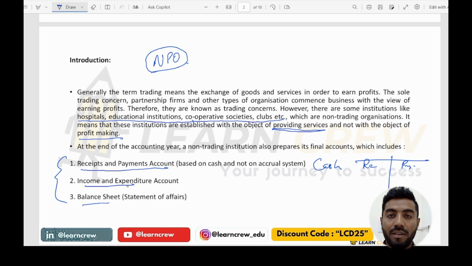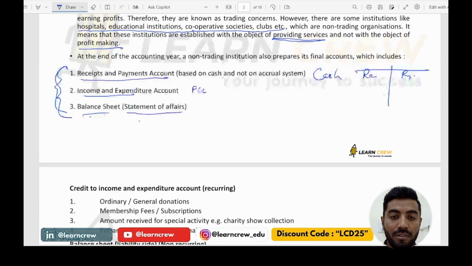Then coming to the income and expenditure account. Income and expenditure account is nothing but similar to the P&L account. Then coming to the balance sheet, here the term statement of affairs is also used. Balance sheet or statement, we prepare the balance sheet. So all these need to be prepared in order to finalize the books of a not-for-profit organization. Coming to the next slide.